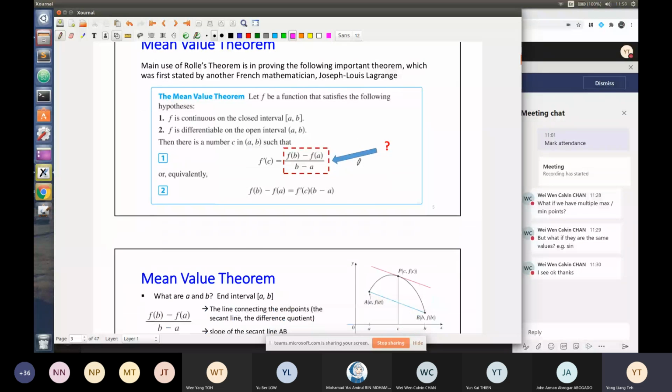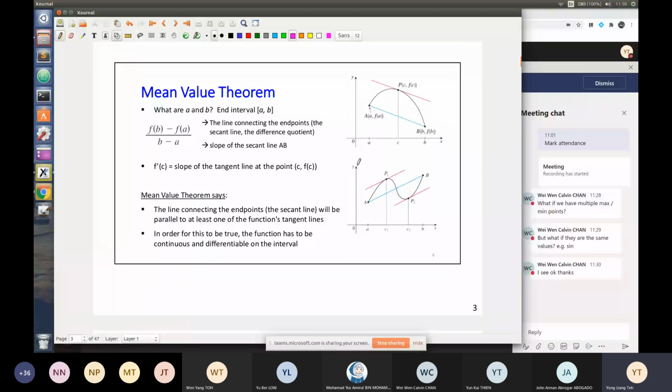Okay, so the mean value theorem says that, let me just use this graph to demonstrate. As long as your f is continuous and smooth, okay, in this case you do not need the condition f(a) equals f(b). They can be different values. Now, the mean value theorem says that if your f is continuous and smooth in this closed interval, then there must be at least one point c in (a, b), such that the gradient of the tangent is equivalent to the gradient of the secant.